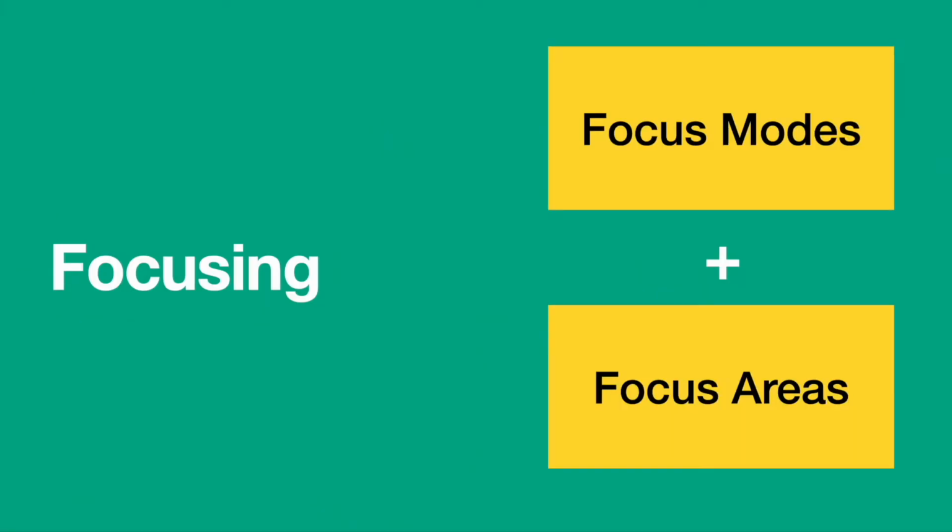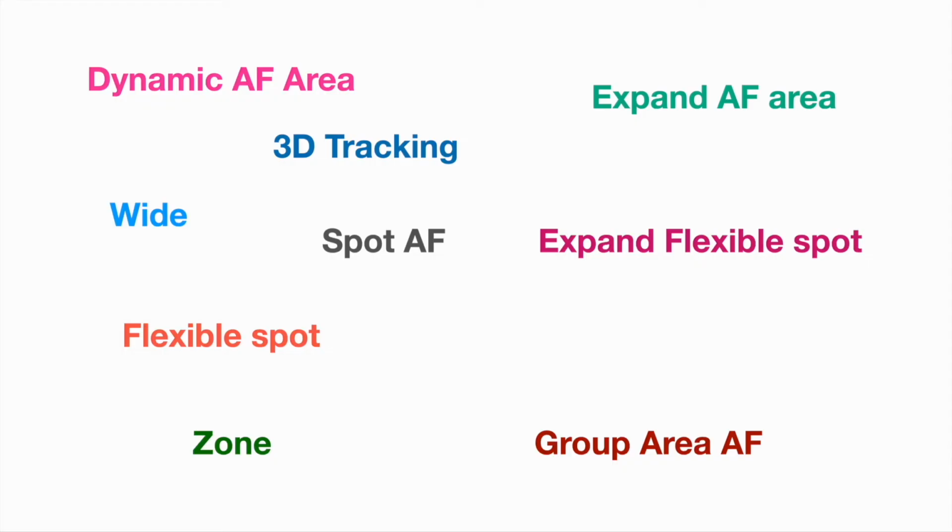Okay, now you've understood what the 4 focus modes are. Next, we'll dive into focus area. In your camera menu, you'll see these terms: Dynamic AF area, 3D tracking, Spot AF, Expand AF, and so on. Well, honestly, I think they only leave more confusion, and I only see them as marketing terms.